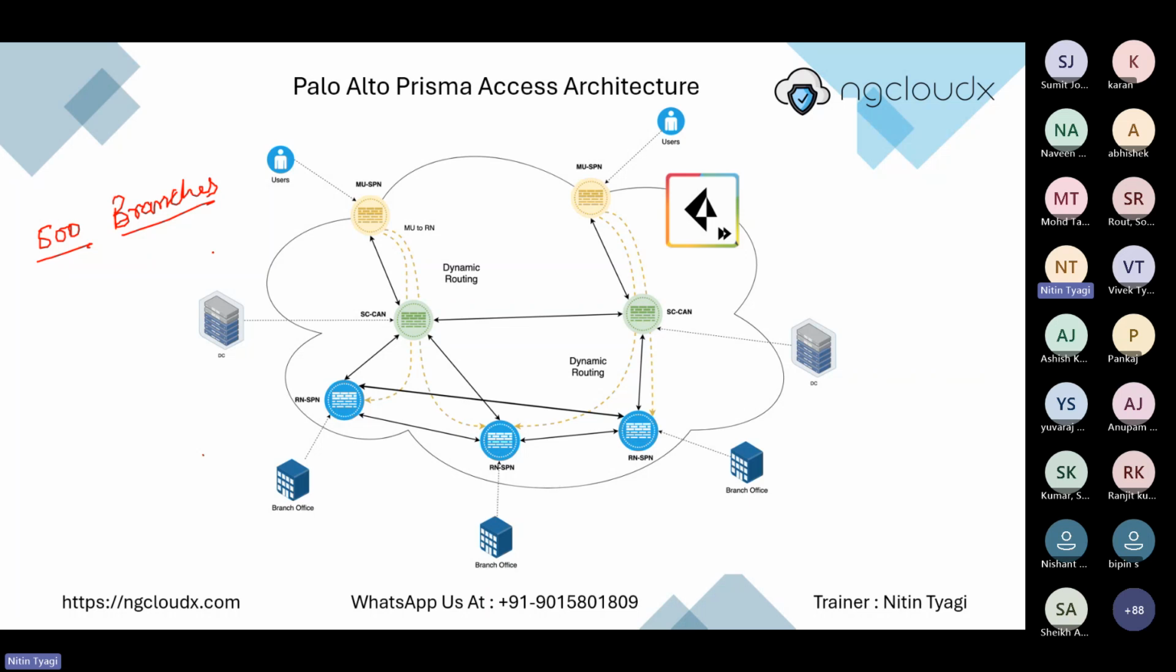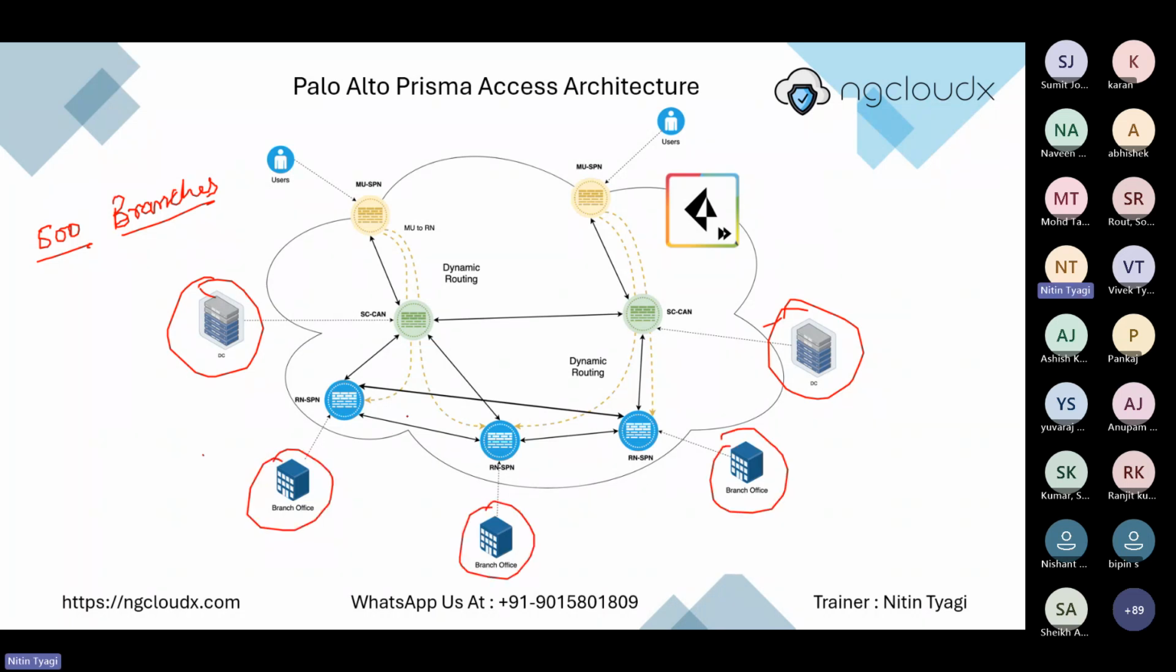It depends on the architecture. When we design the architecture, we take this call: how many nodes we need to provision and how to do the segregation of the branches. Similarly, you can connect your data centers through SCCAN. Here you can see we have two data centers, and we are connected through these SCCAN nodes, and these branch offices are connected through RNSPN.